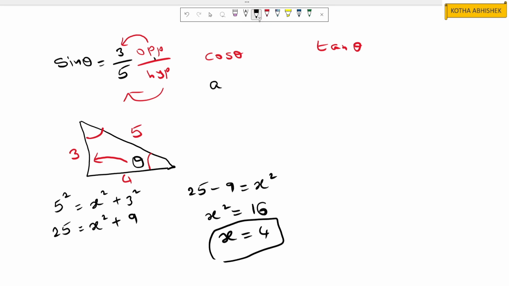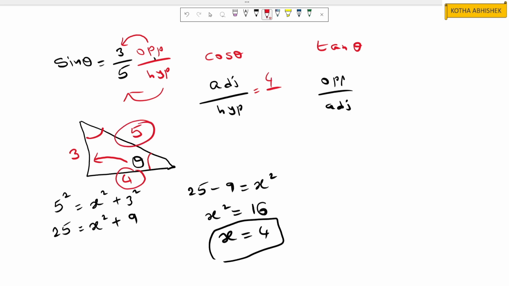So what is the formula for cos theta? Adjacent to the theta divided by hypotenuse. And what is the formula for tan theta? Opposite to the theta divided by adjacent to the theta. Here, adjacent by hypotenuse. For theta, adjacent is 4 units, so 4 divided by the hypotenuse, the longest side, 5. Cos theta value is 4 by 5. Then tan theta is opposite to the theta by adjacent to the theta. For theta, opposite is 3 units and adjacent is 4 units. So it is 3 divided by 4.